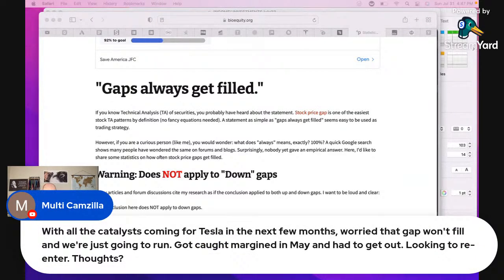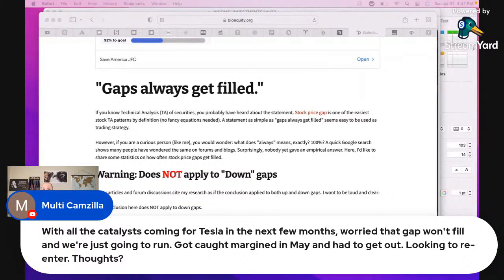With all the catalysts coming for Tesla in the next few months, where the gap won't fill, and we're just going to. So it's totally possible. Again, I have seen previously, nothing this year because of the type of market we're in. But if you go back to, I'm almost positive, any of the gaps that we created coming out of the COVID crash, most of those did not fill. I'd have to go back and actually check on that. But I think the same held true for a lot of companies. Many of them didn't fill.